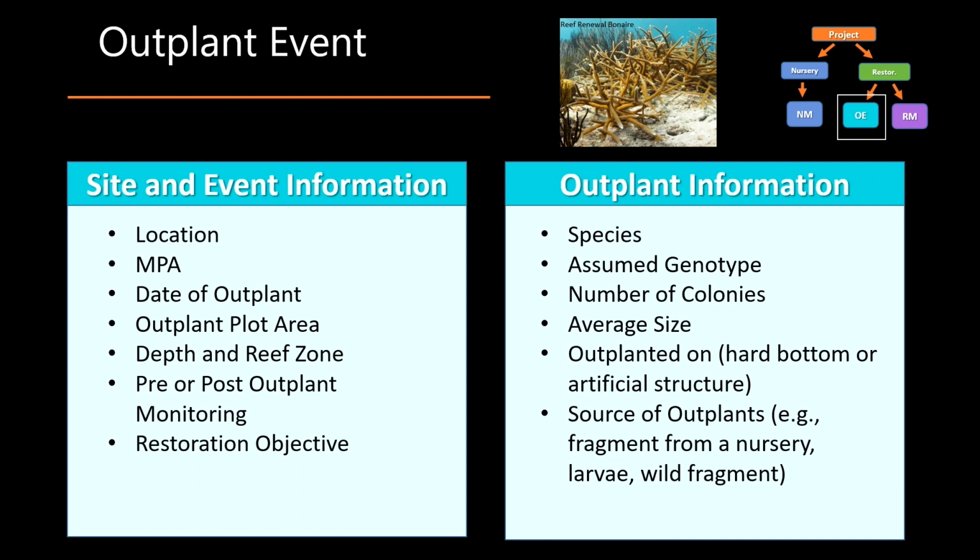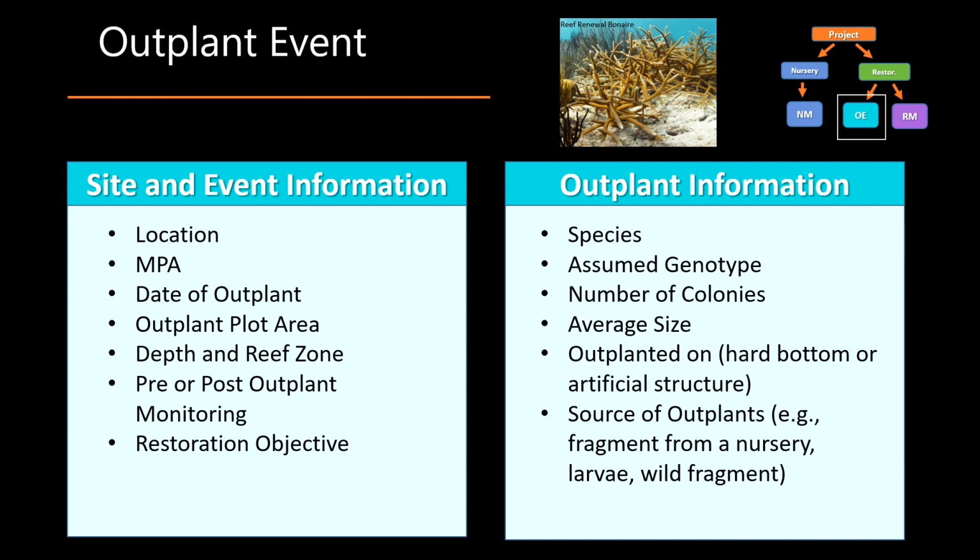For an outplant at a restoration site, it's basically the what, where, and when of outplanting. So the latitude and longitude of your outplant site, as well as whether or not it's located in a marine protected area, the date of outplanting and the size of your outplant area. We have drop-down lists for depth, reef zone, and whether or not you plan to do monitoring both pre and post outplant, and then your main objective for outplanting at that site.